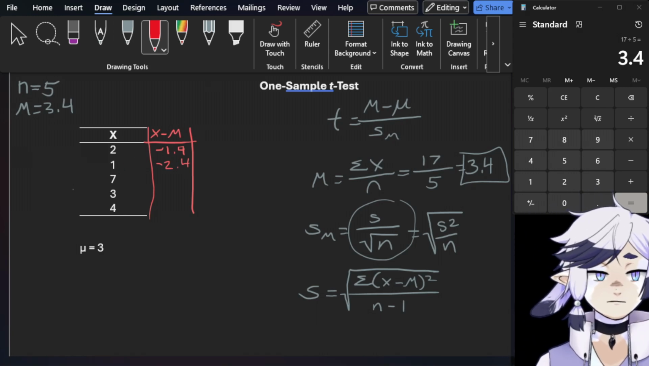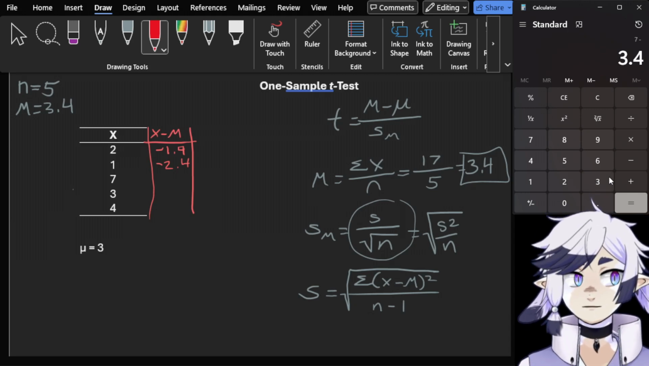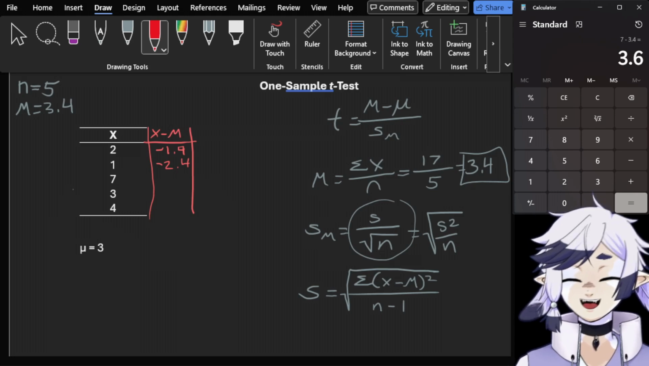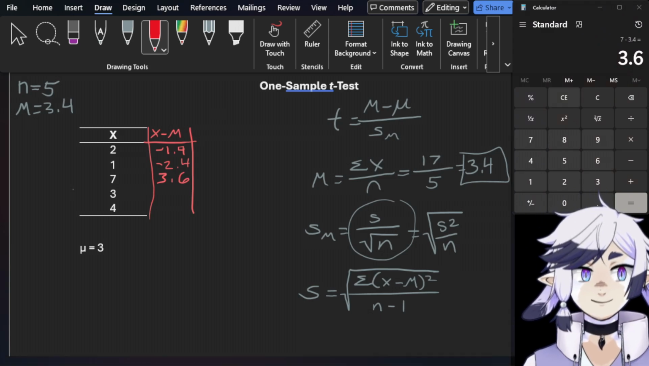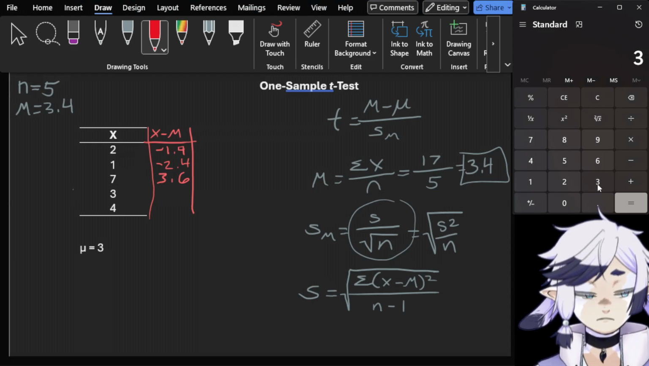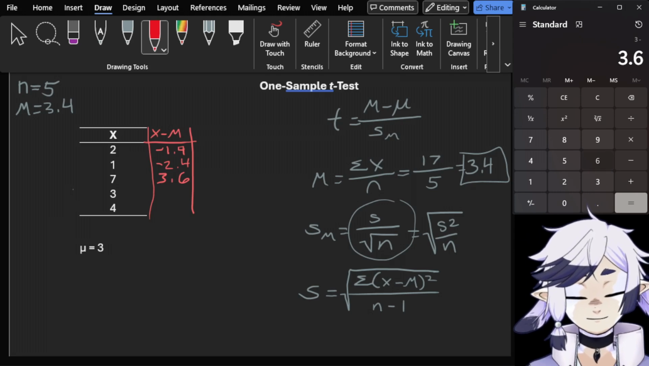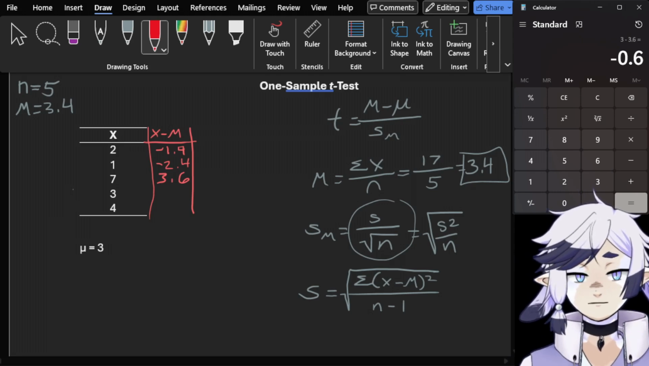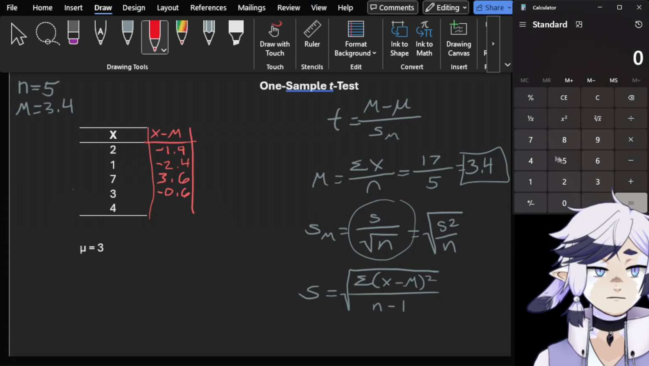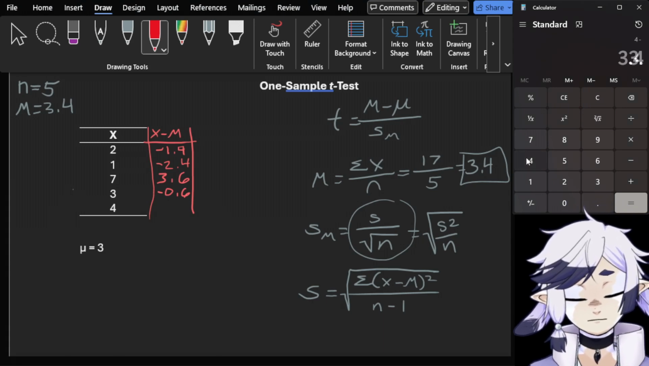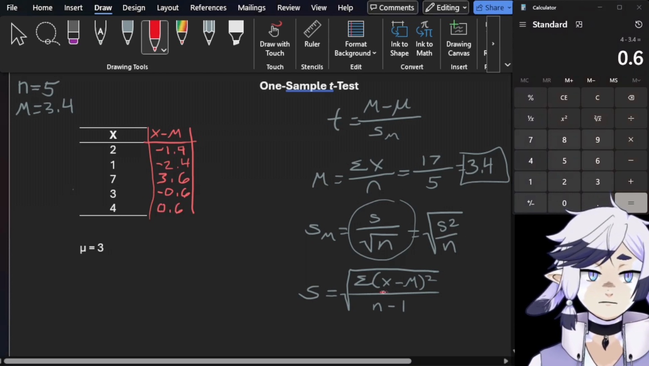7 minus 3.4 is, and this is me doubting my math again, 7 minus 3.4. If you're allowed to use a calculator, there's no shame in doing it. 3.6. Then 3 minus 3.4, I believe, should be negative 0.6, but I'm going to check because I'm bad at math. Like I said, there's no shame in using a calculator. Yep, that's negative 0.6. And finally, 4 minus 3.4 should be 0.6, right? Yeah, 0.6. So that is the parentheses part of this equation.